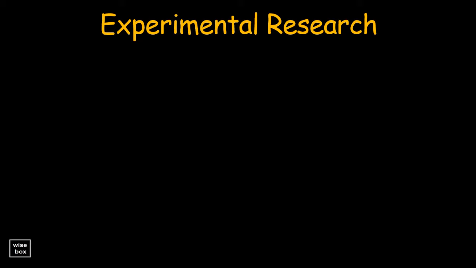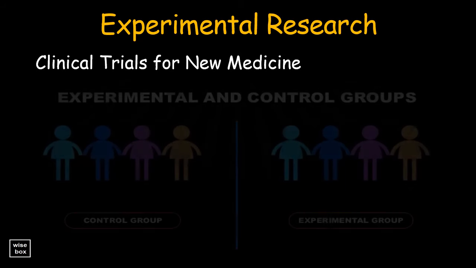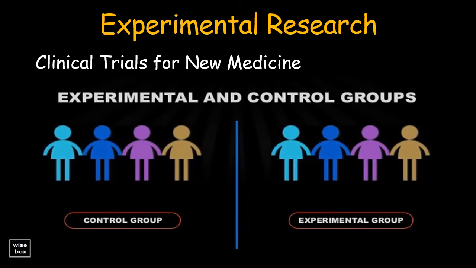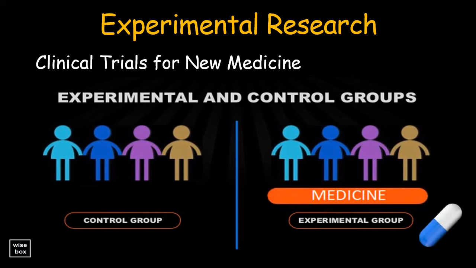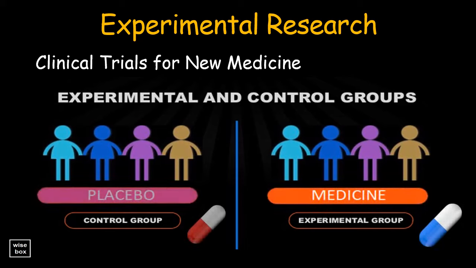Another example of experimental research is clinical trials for new medicine. In such cases, the experimental group receives the new medicine, while the control group is given the placebo. The placebo looks like the drug or treatment being tested, yet is specifically designed to have no real effect.